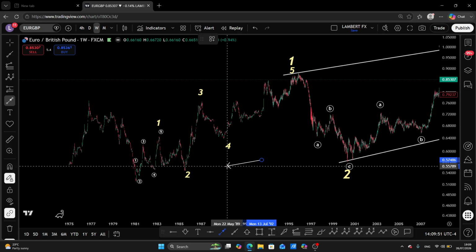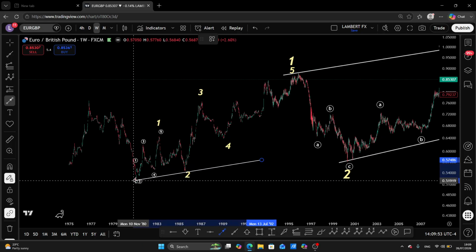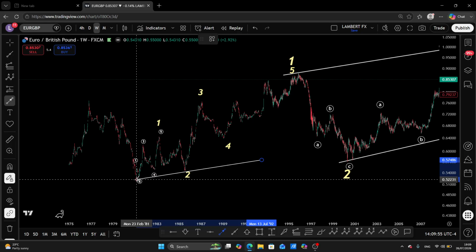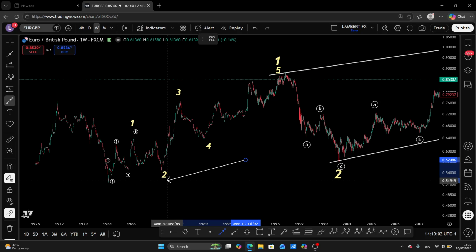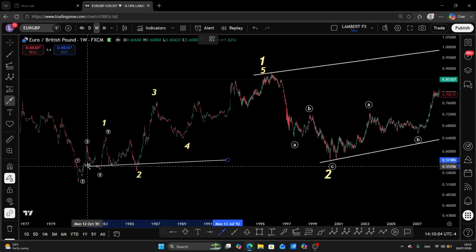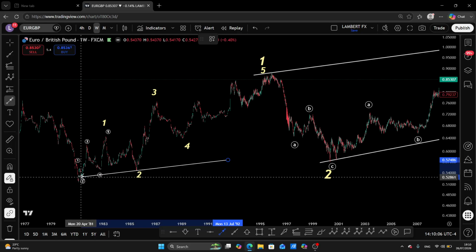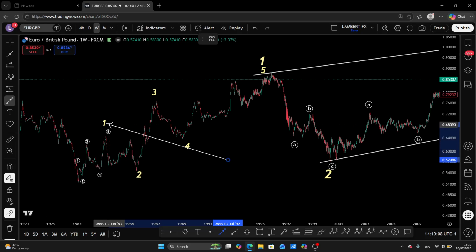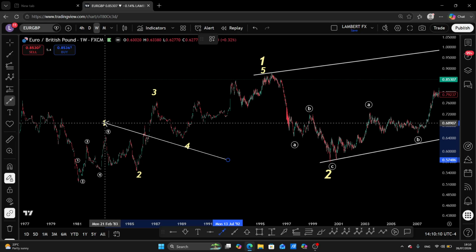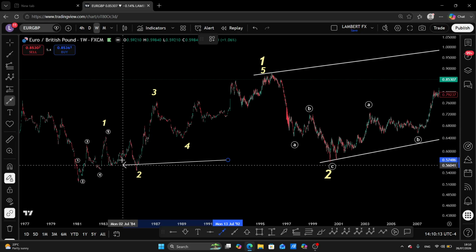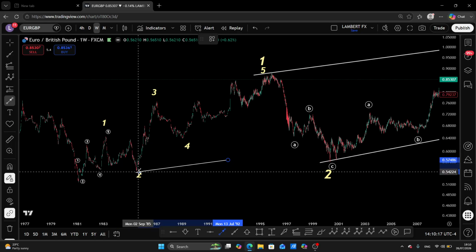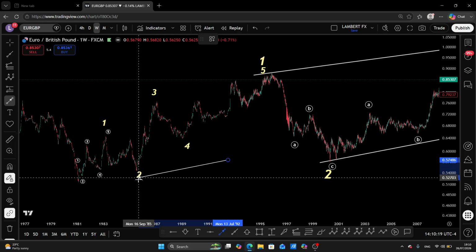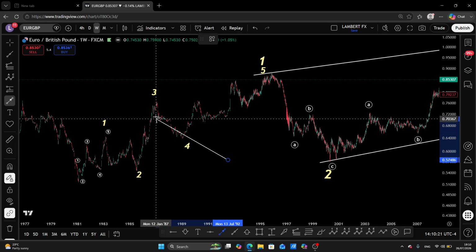So we start from this low of January 1981. What I can make out from this low is 1, 2, 3, 4, 5, a diagonal for 1. Then we had a correction for 2, and then we pushed up for 3.